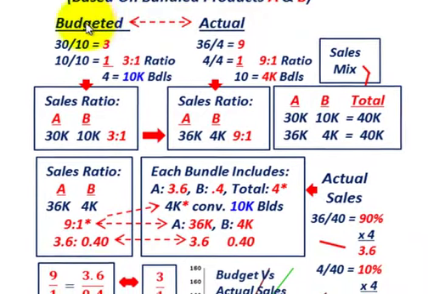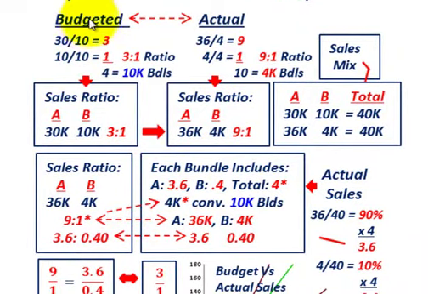Okay, so we're going to be looking at a budgeted amount on these products, and we're going to have to determine a sales ratio for that versus the actual amount that we sold for these products as a bundle group, and we have to determine the sales ratio on that. Okay, so starting with our budgeted amounts.